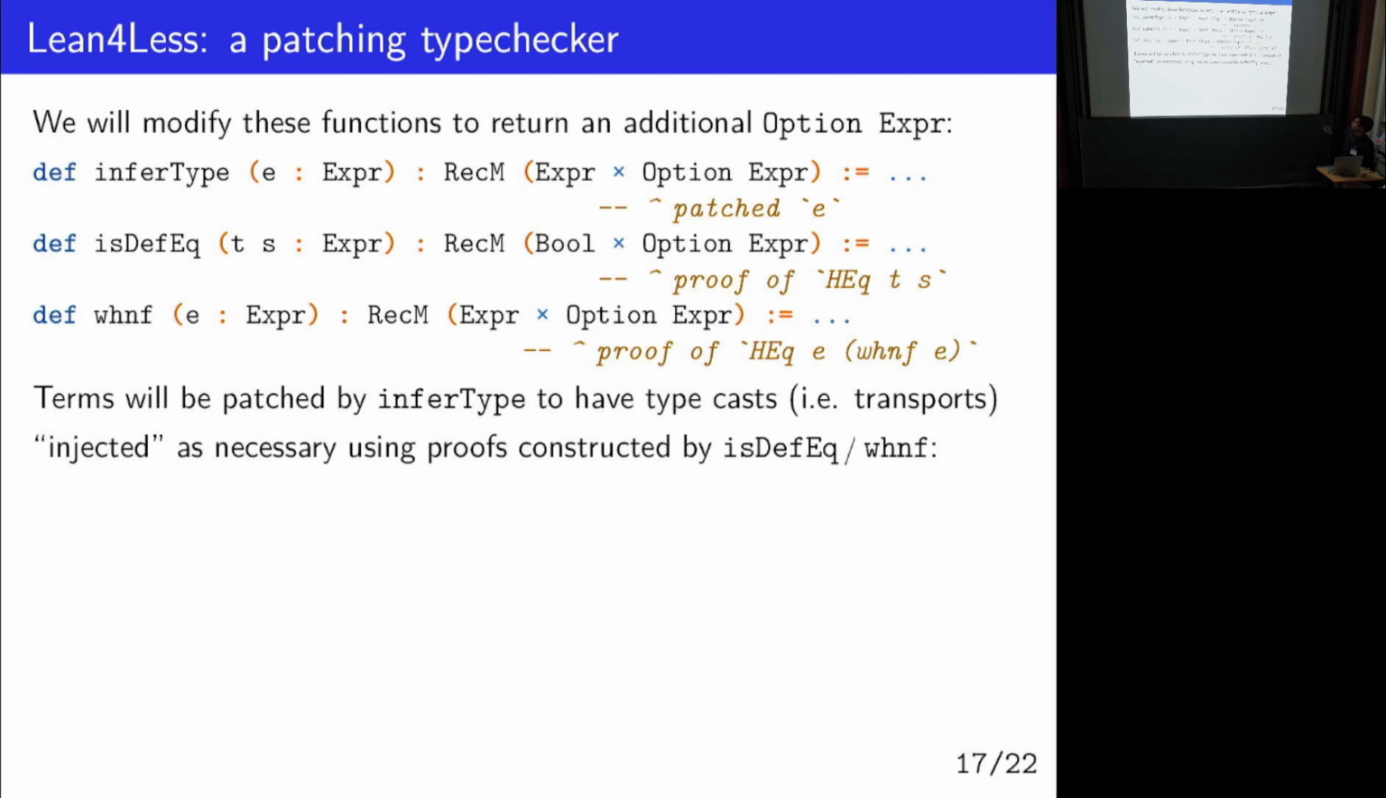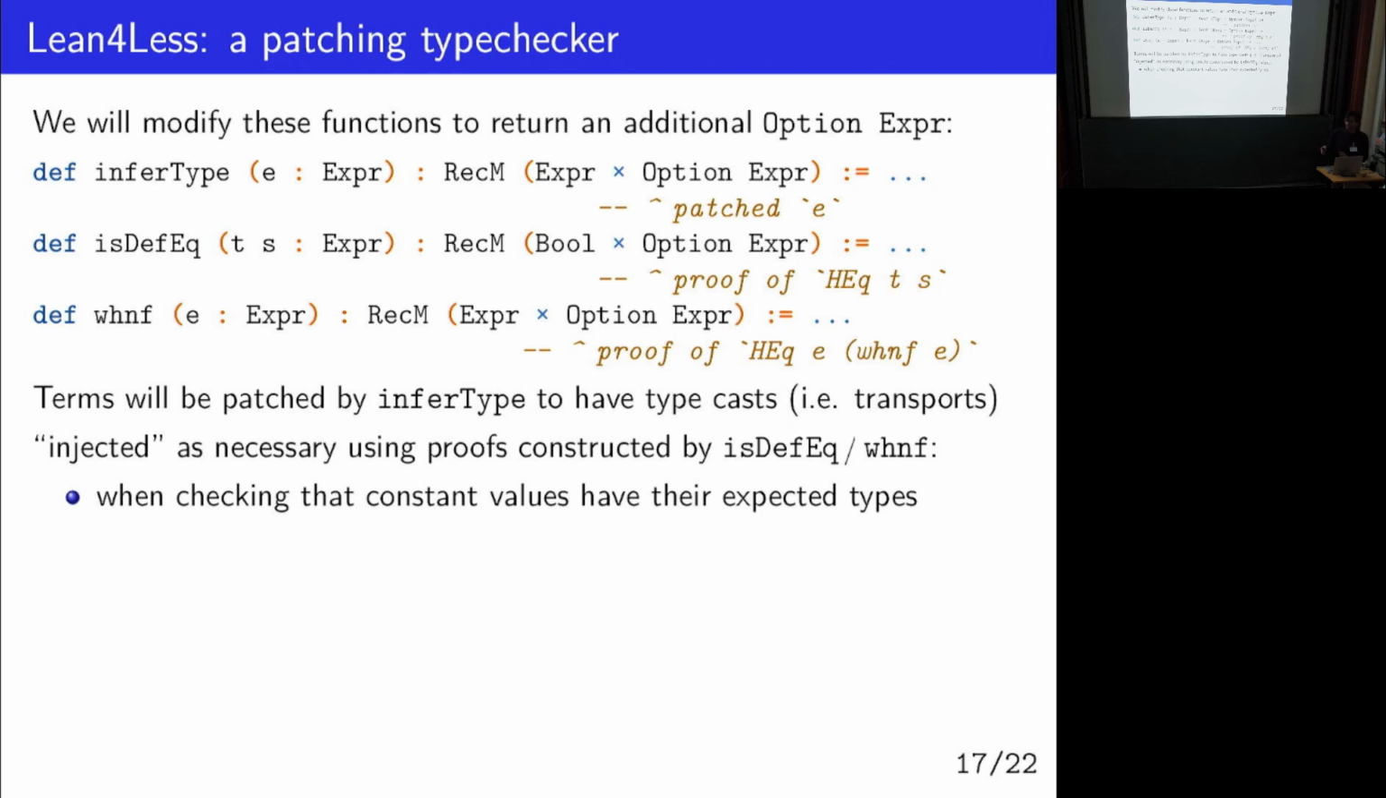So in infer type, these terms will be cast as necessary, and we'll inject these casts, using our proofs that are given by the definitional equality and weak head normal form as the proof argument to that cast. And so there are a few cases where this occurs. The first is when we have a defined constant in Lean, we need to check that its declared type is equal to the actual inferred type of the value that we gave it.